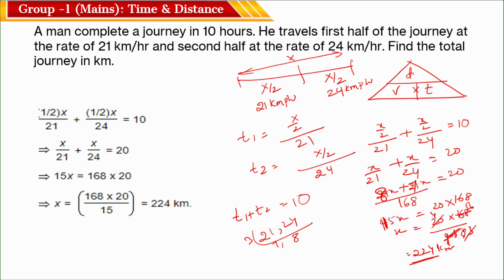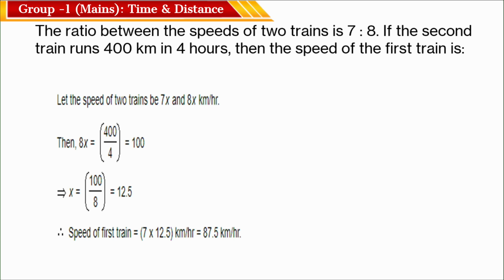Clear? Okay. Now we will see the next question. The ratio between the speeds of two trains is 7:8. The second train runs 400 kilometers in 4 hours. Then what is the speed of the first train? So here the ratio of the speeds is given as 7:8. Generally, when the ratio is given, what you have to do is we will say the speeds of the trains are 7x and 8x, correct?